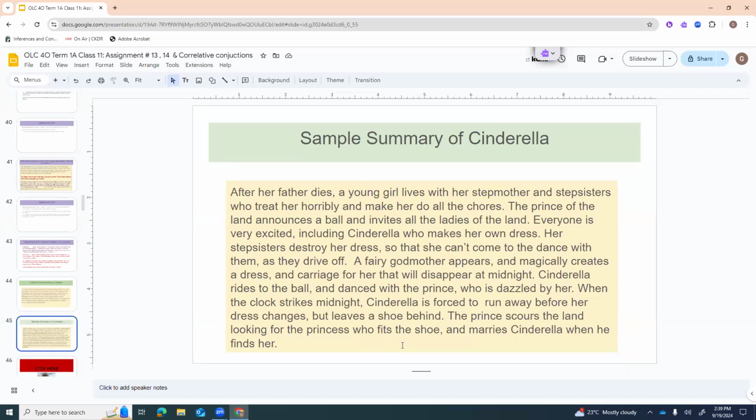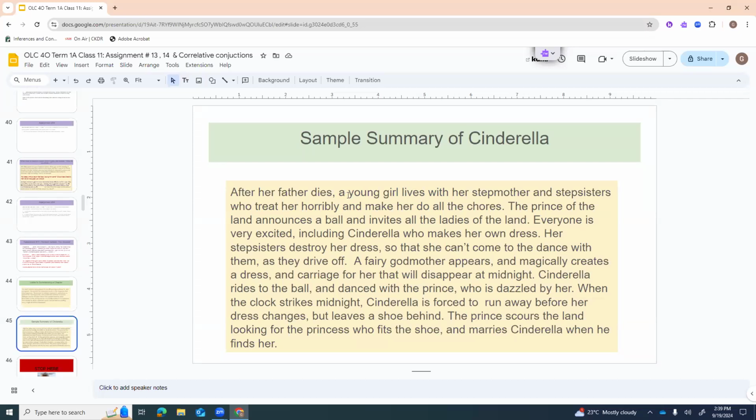The prince scours the land looking for the princess who fits the shoe and marries Cinderella when he finds her. Now, just looking at this, I realized I kind of left off. I didn't really include people's feelings. And you don't have to add a whole new sentence. You can often just add it as a little descriptive to make sure people understand what's happening, right? I did talk about the young girl getting treated horribly.